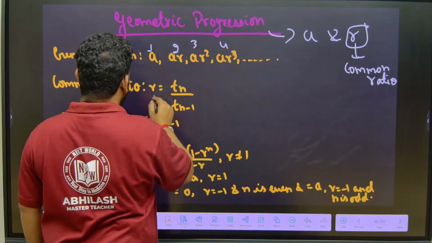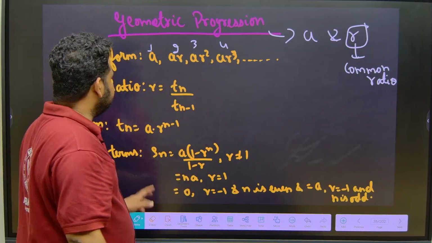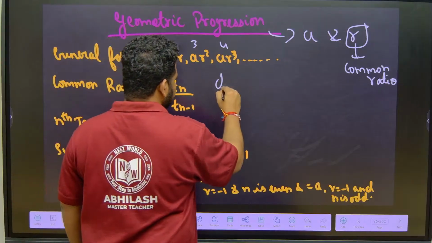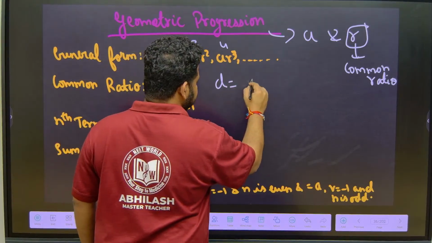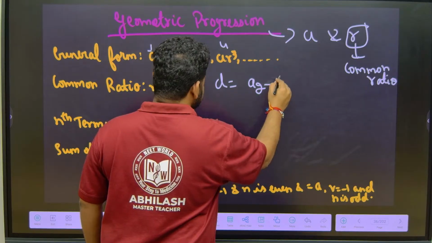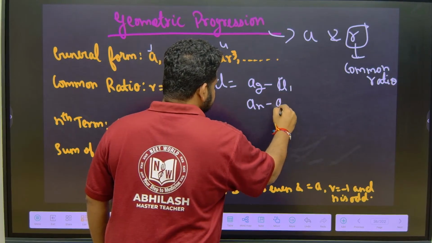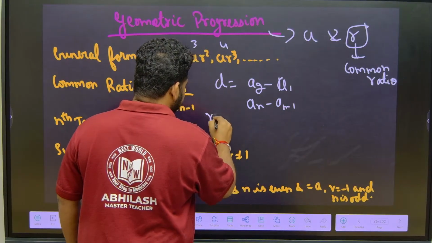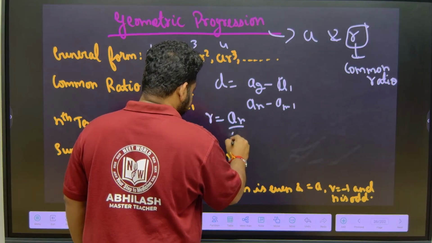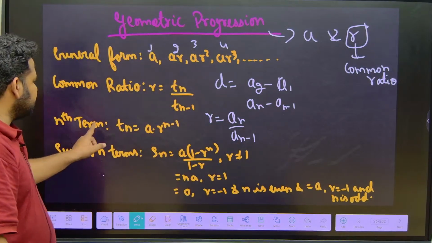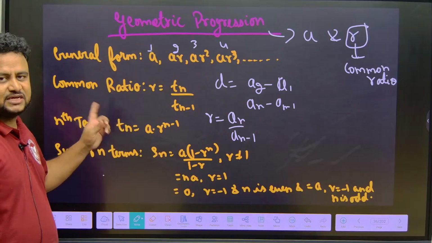So the general term of an AP is what? A plus n minus 1 into d. But when it comes to common ratio R, compare it with common difference. How did you used to find the common difference? You used to find it as a2 minus a1, or an minus an minus 1. Here the common ratio is an by an minus 1, that is the meaning of common ratio.